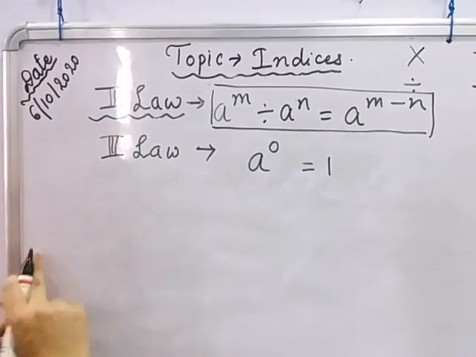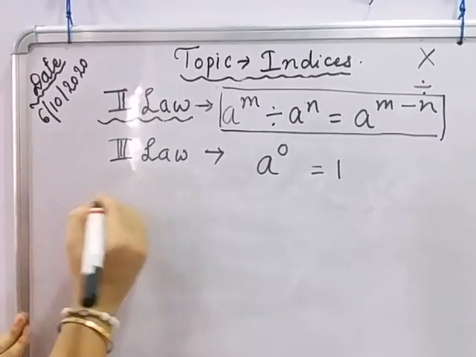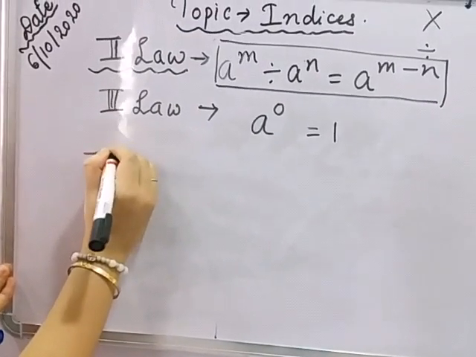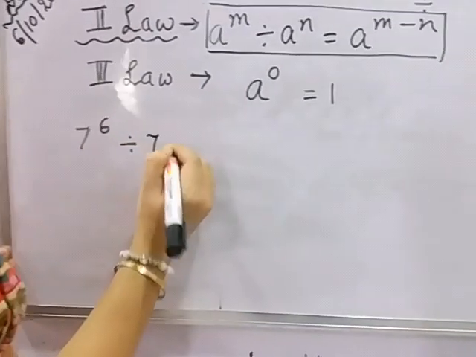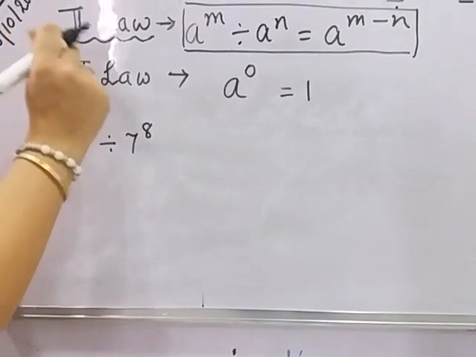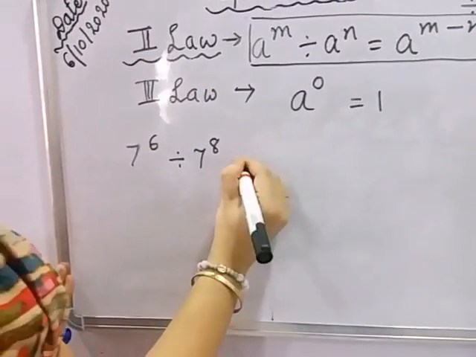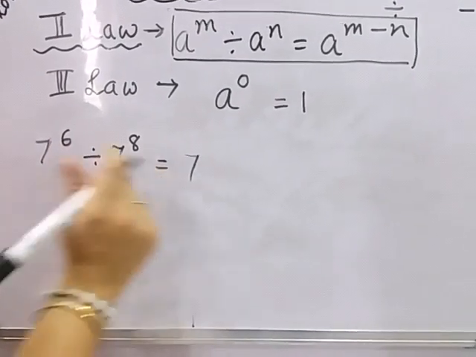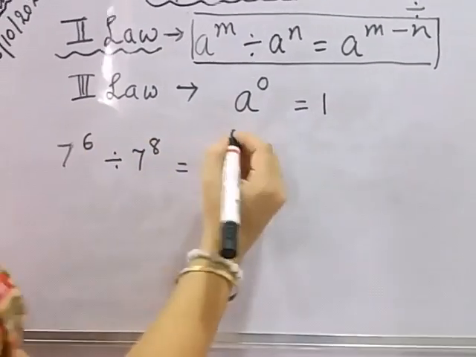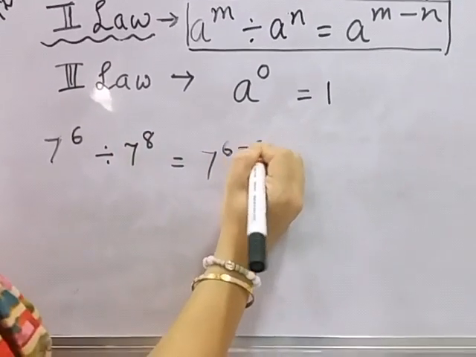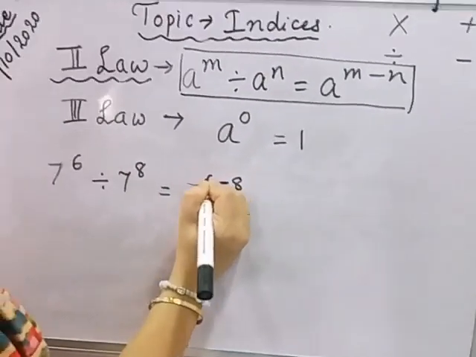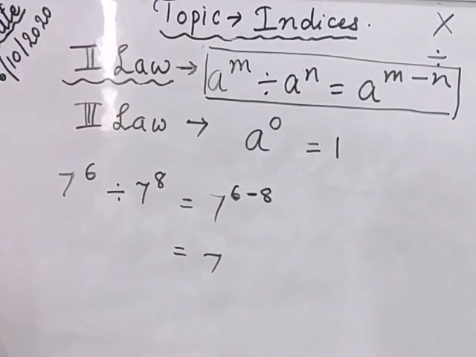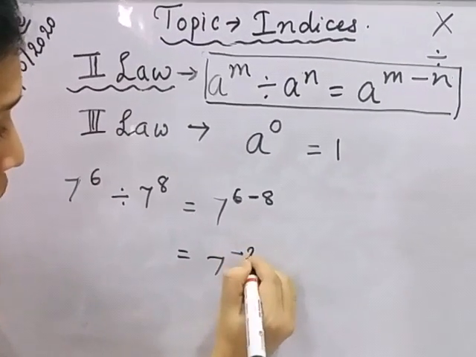Next concept, which is again related to the next practice set. Suppose this time the example is 7 raised to 6 divided by 7 raised to 8. According to the second law of indices, what will be the situation? Common base, so we write 7, whereas for the index, take the first index first and the second index later. We are going to subtract it. 6 minus 8. So what is the answer we are going to get? Tell me. 6 minus 8. Yes, it is negative 2. It is not a positive 2.